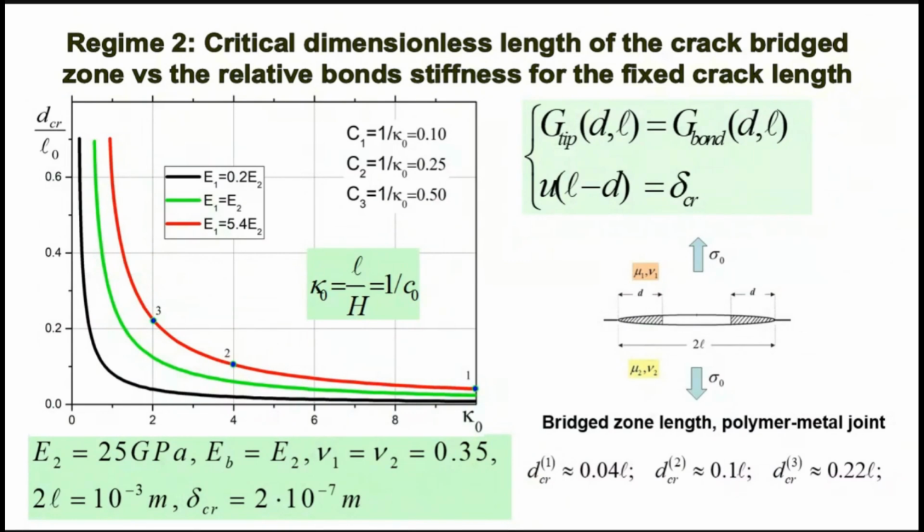Here we present the dependence of critical bridged zone length on the bond stiffness. Bond stiffness is a parameter inverse to bond compliance. We consider quasi-static crack growth. In this case, the critical bridged zone decreases if the bond stiffness increases, and decreases very quickly for rather small bond stiffness. If bond stiffness is large, the bridged zone is rather small, and it goes to the autonomy condition of the crack tip.